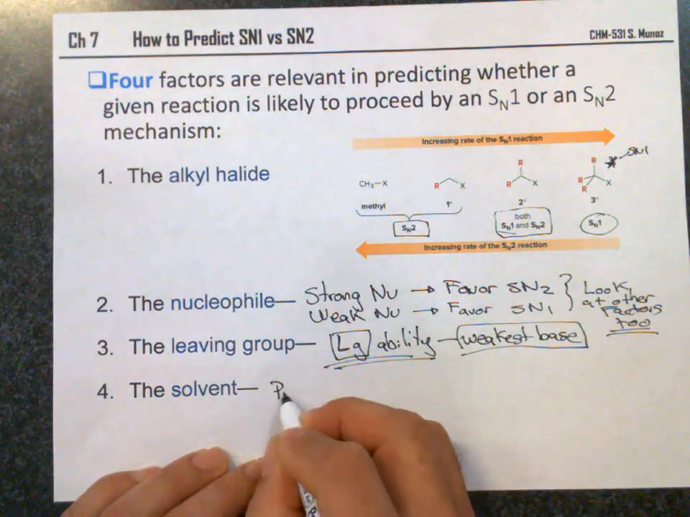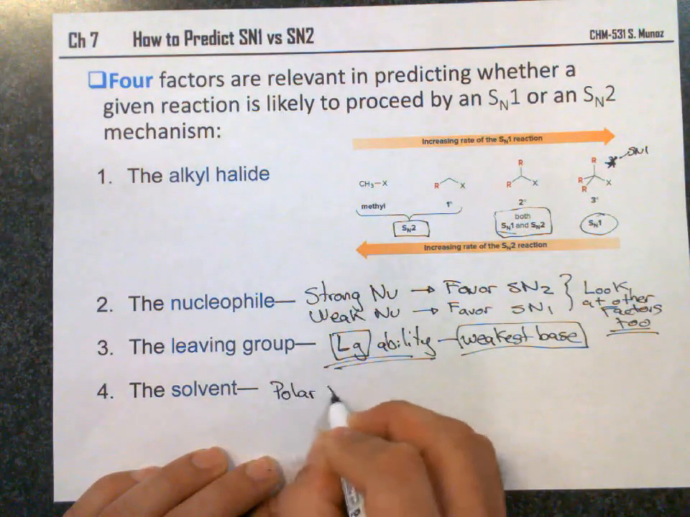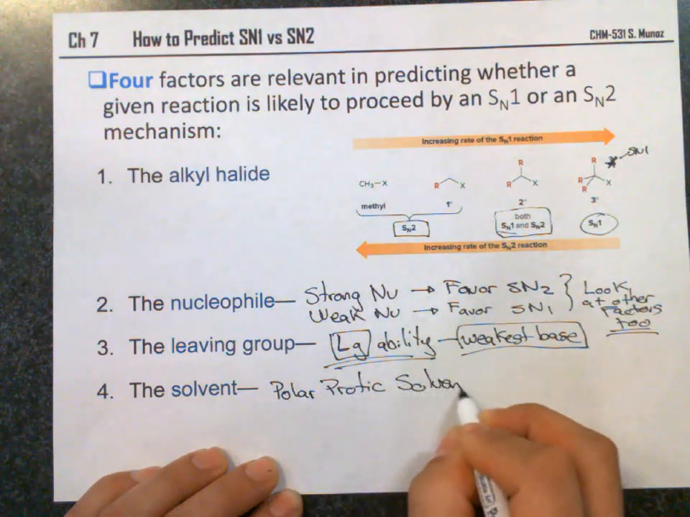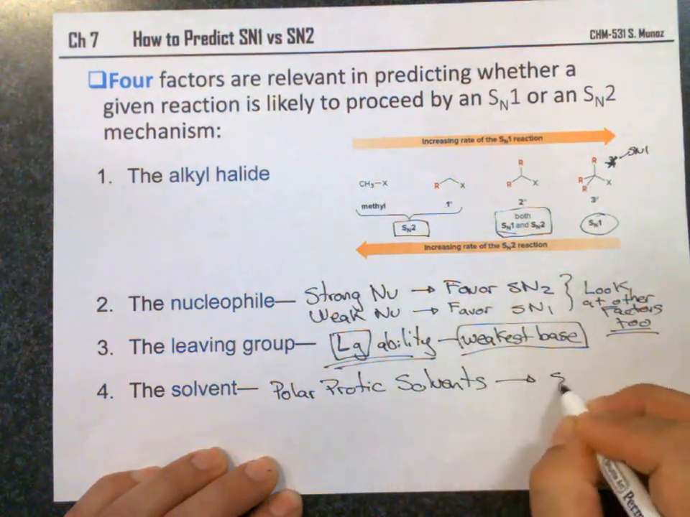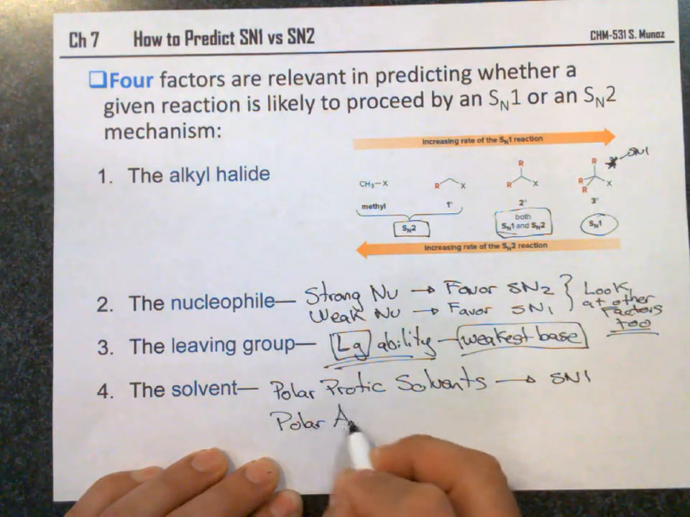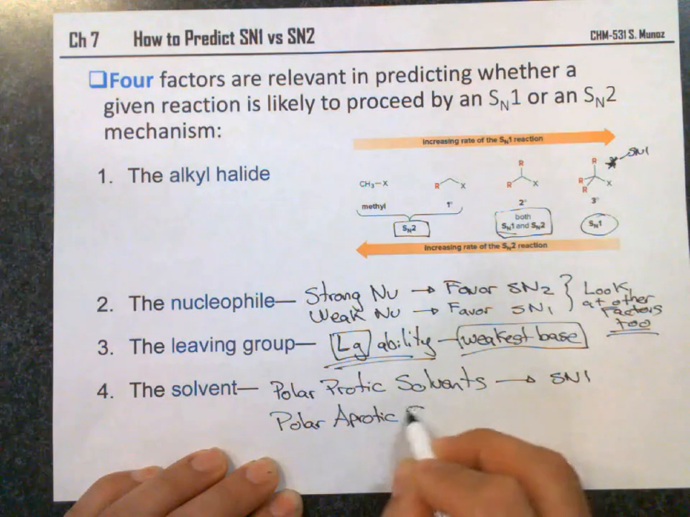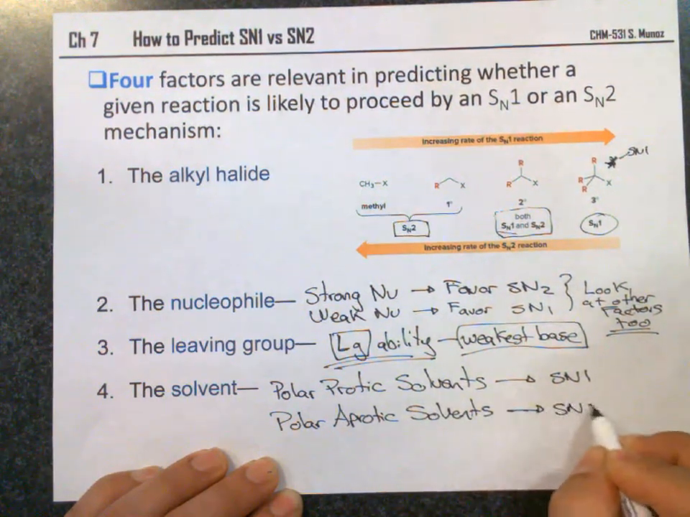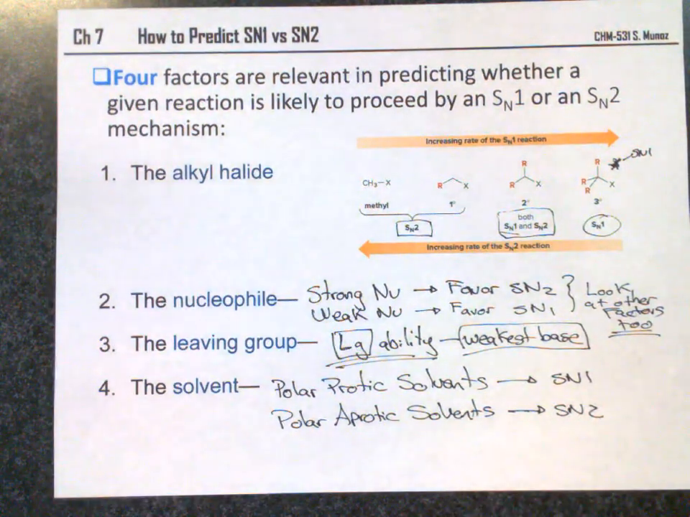So polar protic solvents, they favor SN1. Polar aprotic solvents, they favor SN2. What solvent did we use for the example where we were using sodium azide?